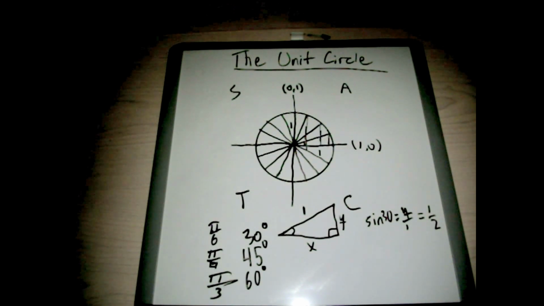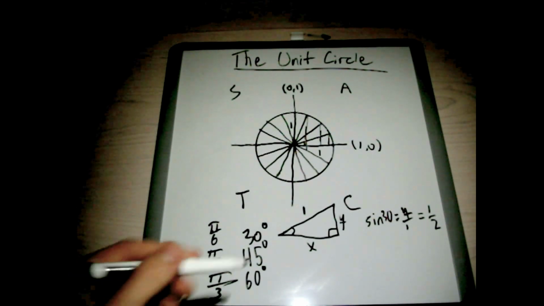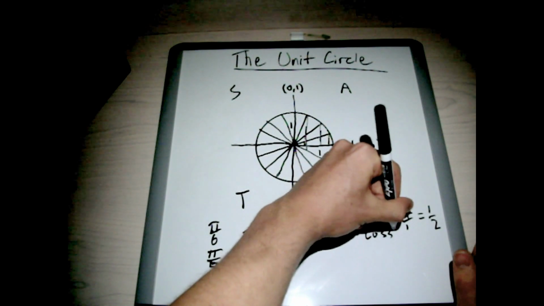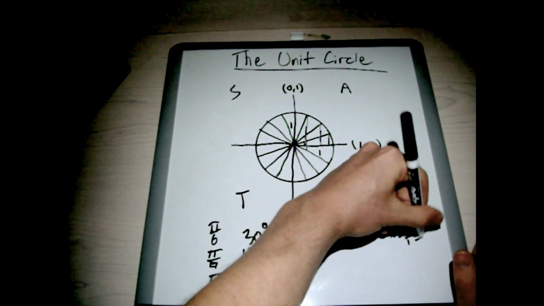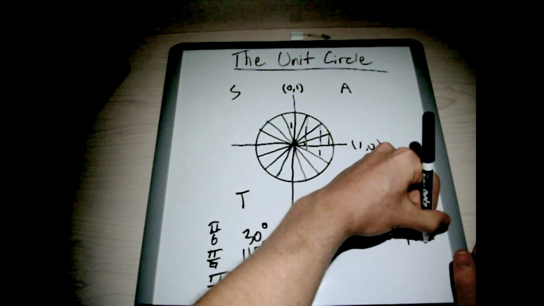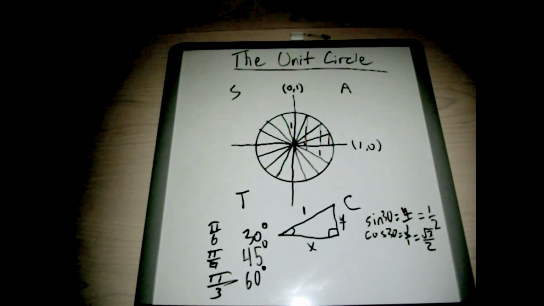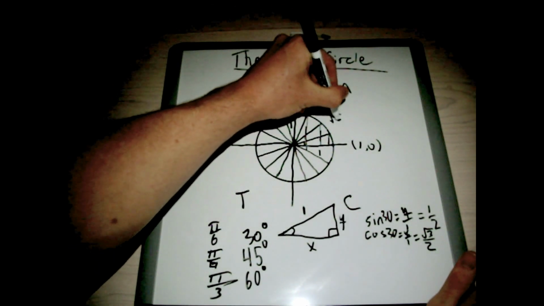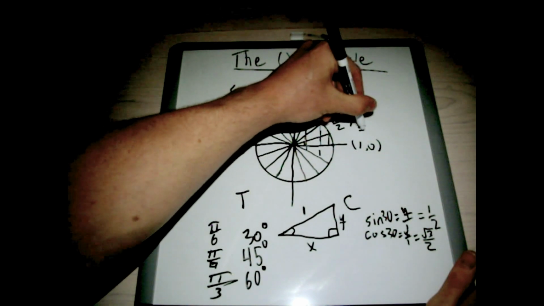And then for the x, it's the same process, except you're going to say, oh, it's adjacent over hypotenuse, so we'll use cosine. And that comes out to the square root of 3 over 2. So once you do that, you have your point for that angle, which is going to be square root of 3 over 2 and 1/2.